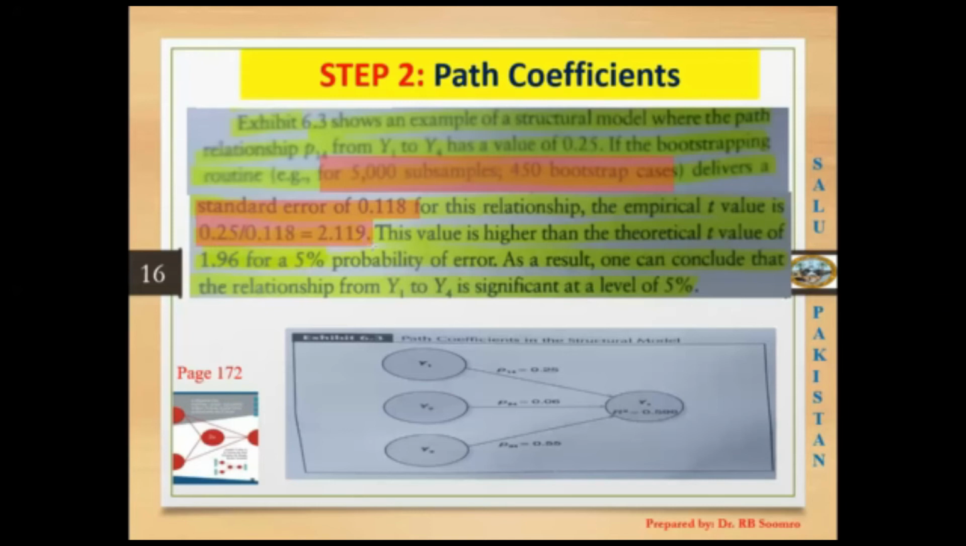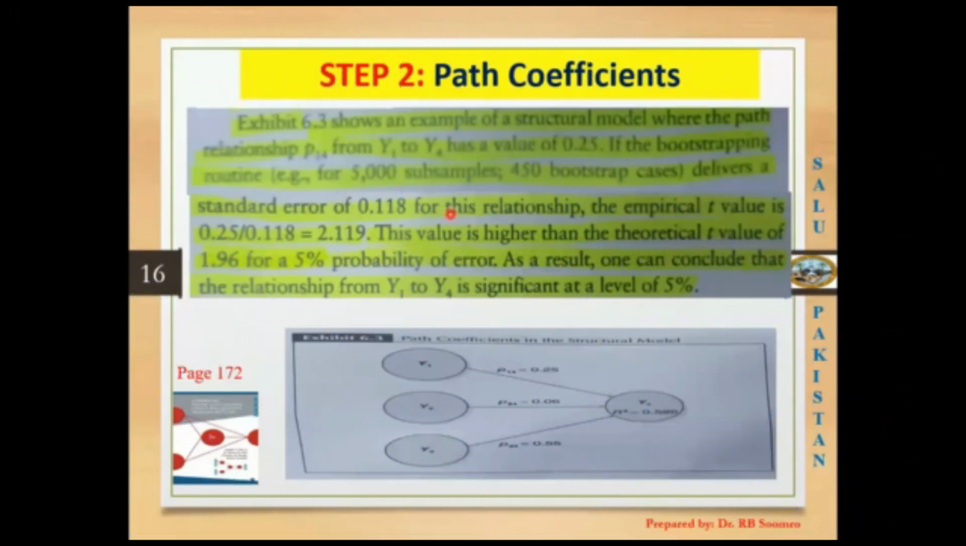If you follow this calculation, then we come to know that at the 5% level, the t value is 1.96, so these are significant. From Y1 to Y4, at least this relationship is significant. The rest of the relationships, you can also check their significance with the help of this formula. So when you enter the practical world of SmartPLS, you will do these things without any problem.